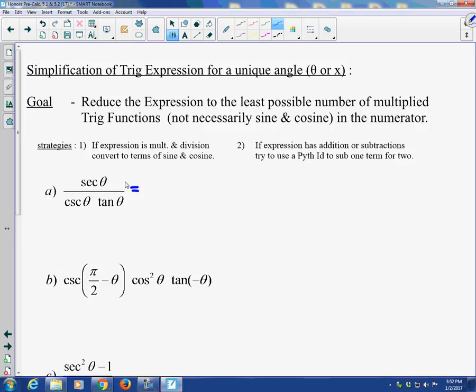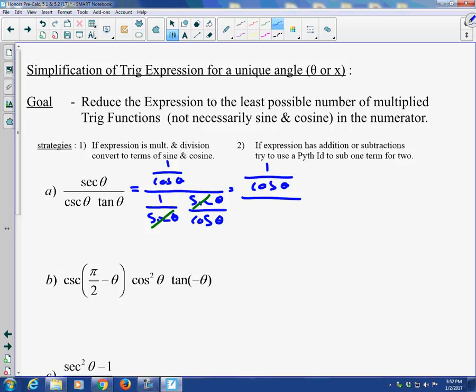So for secant theta, I'm going to have 1 over cosine theta. And for cosecant theta, I'm going to have 1 over sine theta. And then my tan is going to be sine theta over cosine theta. Now immediately in the denominator, we're going to be able to cancel out our sines here. And that is going to give us 1 over cosine theta in the numerator over 1 over cosine theta in the denominator. Now clearly right here, this is going to be equal to 1.